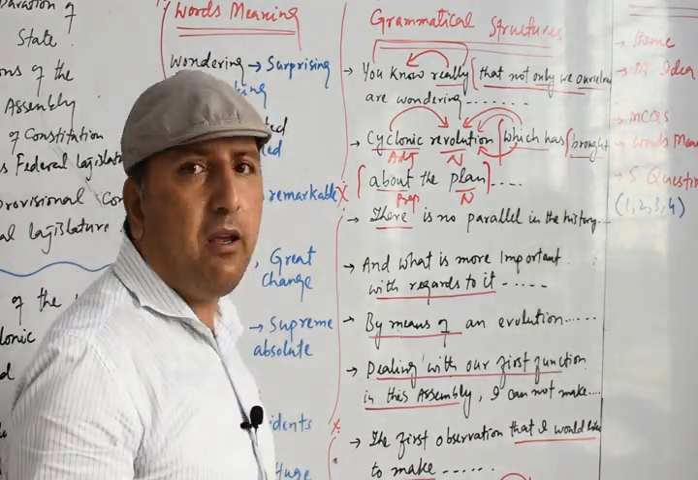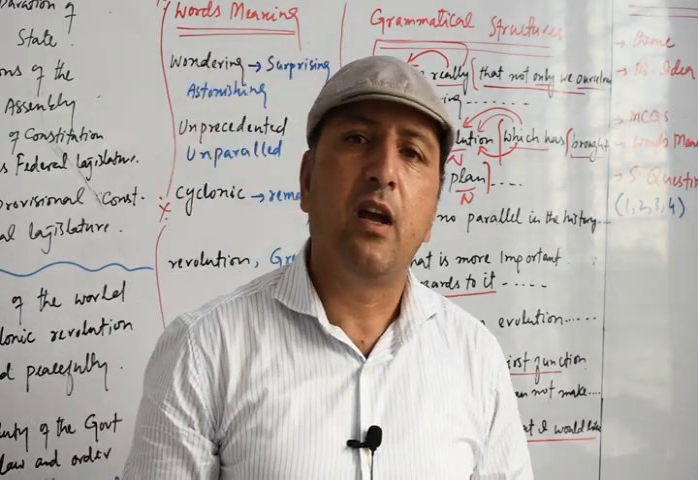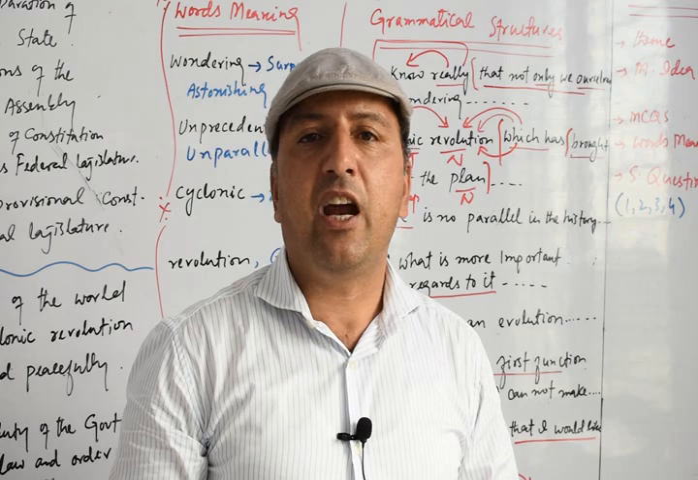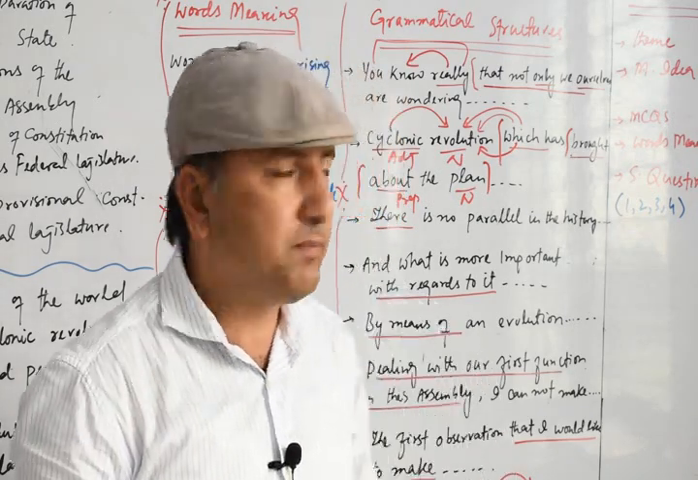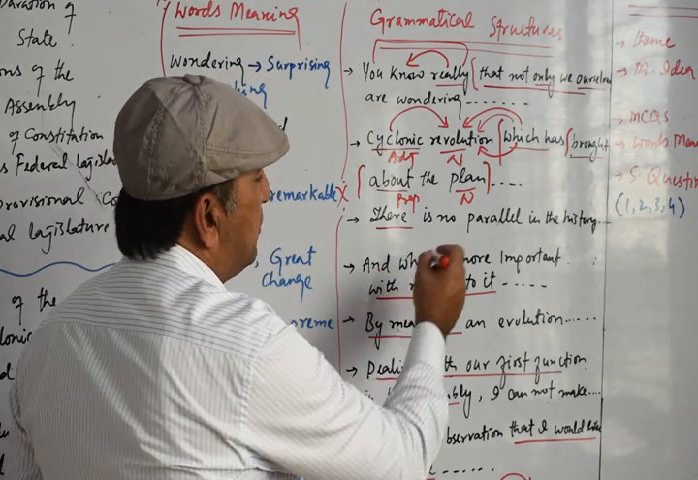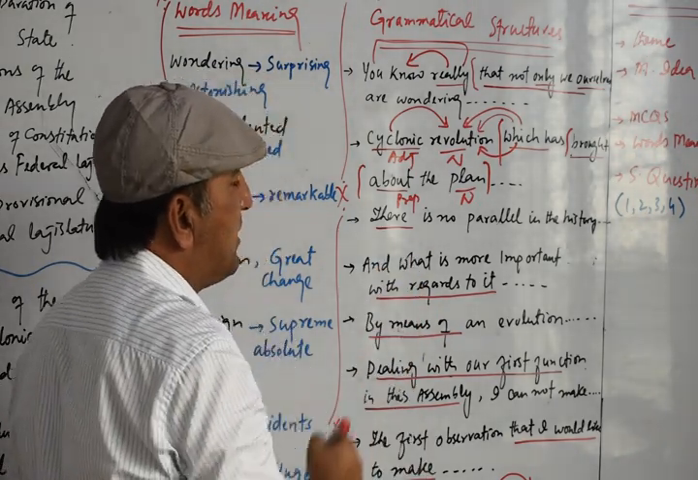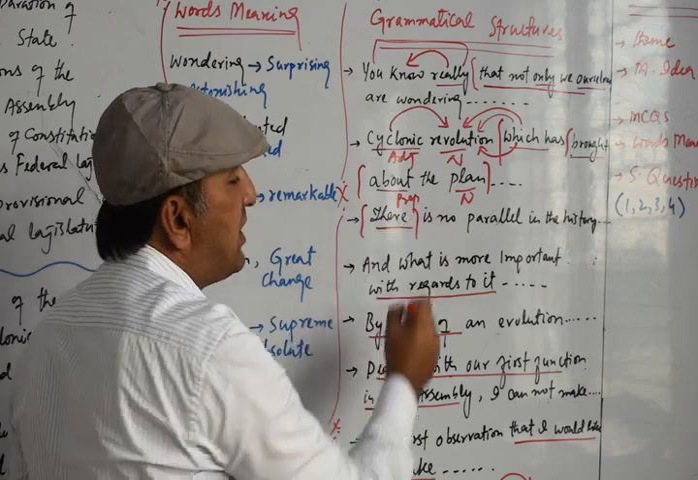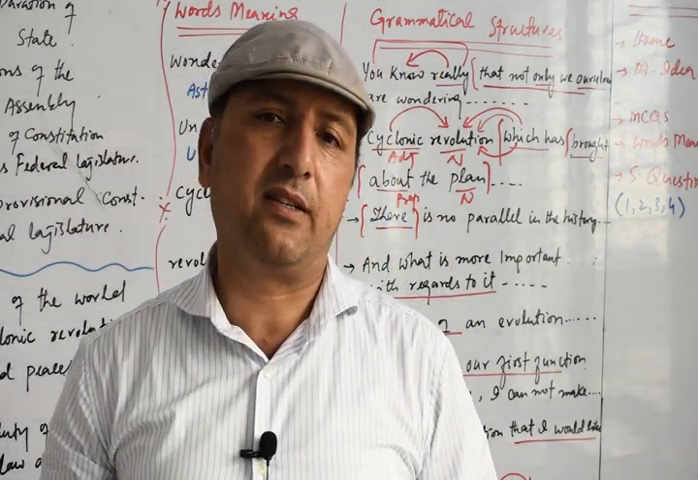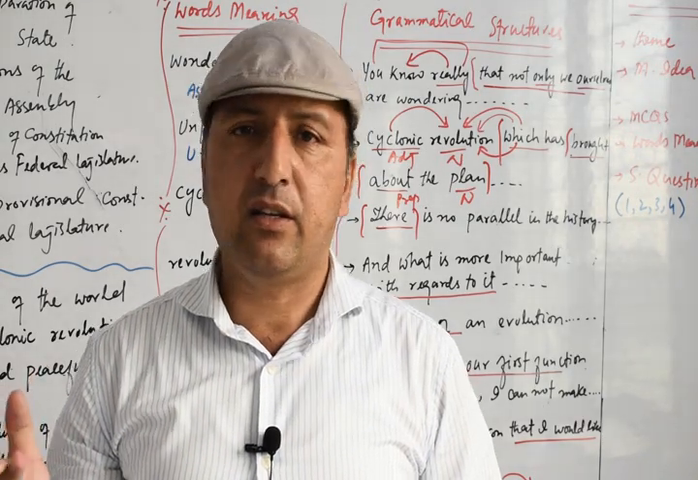But separately, brought about is basically a phrasal verb, and here about is working as an adverb, not as a preposition. The next we have, there is no parallel in the history. Now you see, this there is working as an adverb of place.